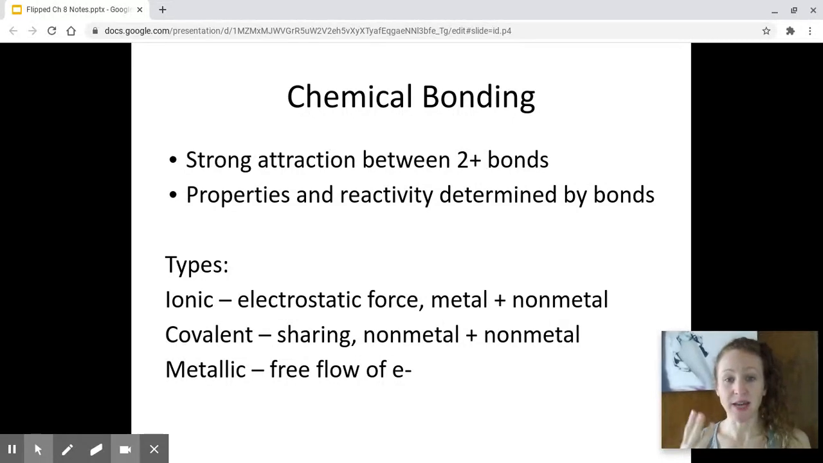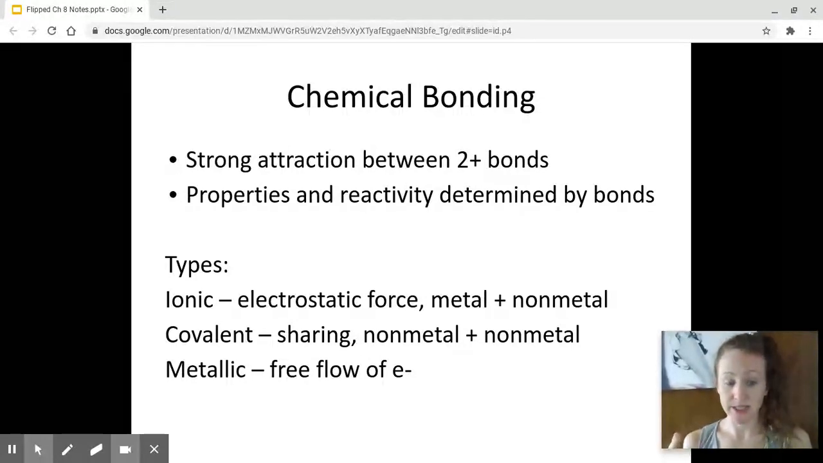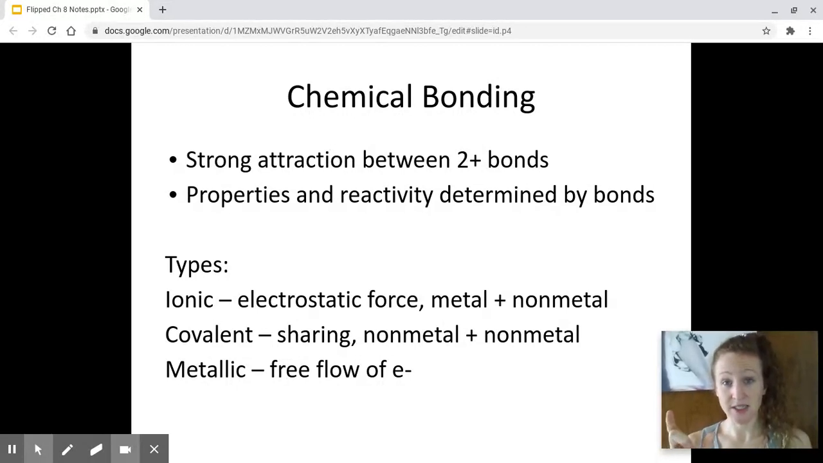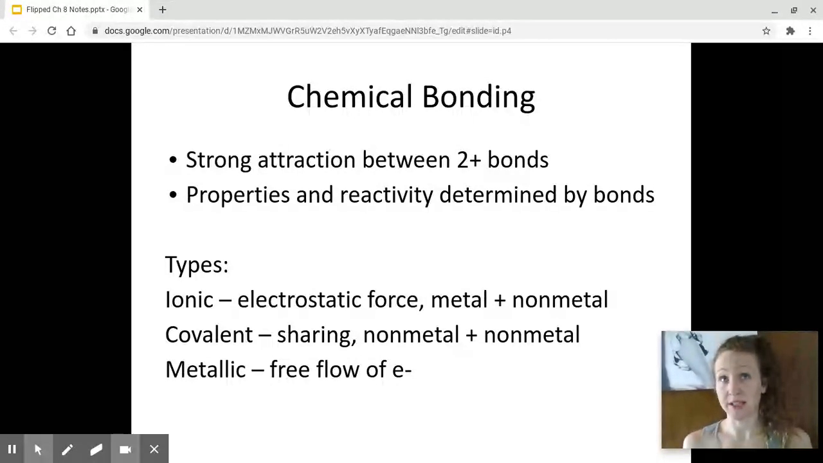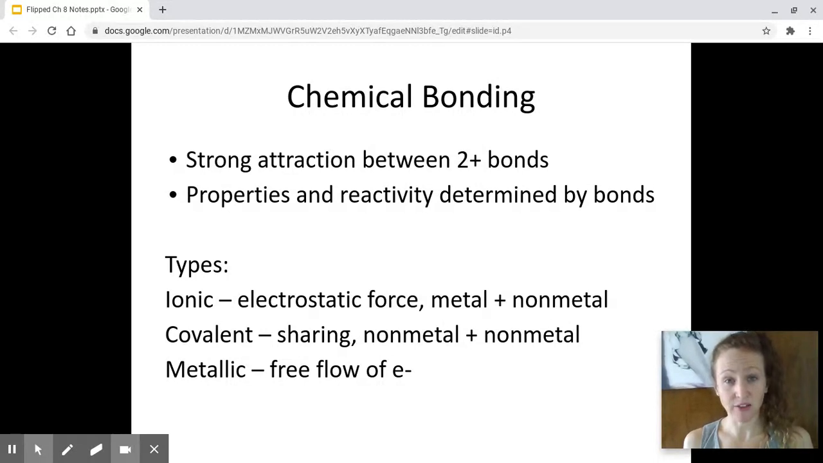All right, there's 3 types of bonds, just like we talked about in chemistry: ionic, covalent, metallic. Ionic bonding is going to be a force that exists because of electrostatic differences. So something positive attached to something negative, that is an electrostatic attraction, and that is what an ionic bond is.